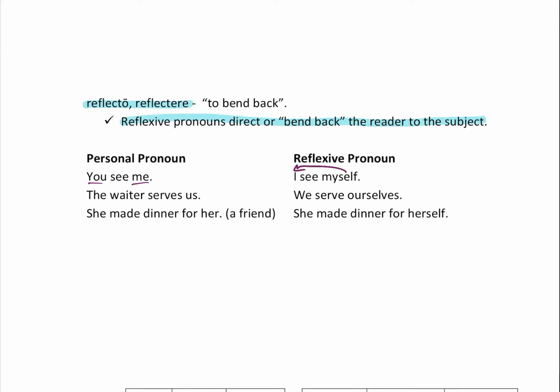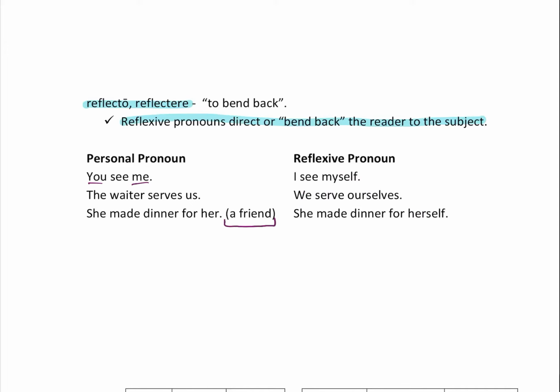A personal pronoun says, the waiter serves us. A reflexive pronoun says, we serve ourselves, and ourselves refers back to we. She made dinner for her: in this sentence, we happen to be talking about somebody who's not the she. It means a friend. A clearer thing, if you wanted to talk about yourself, is she made dinner for herself, and herself reflects back to she. So it always goes back to the subject.